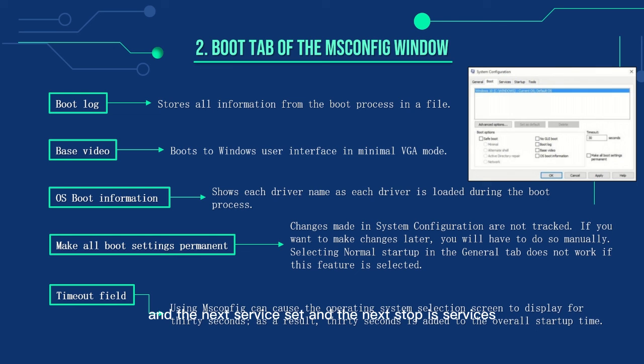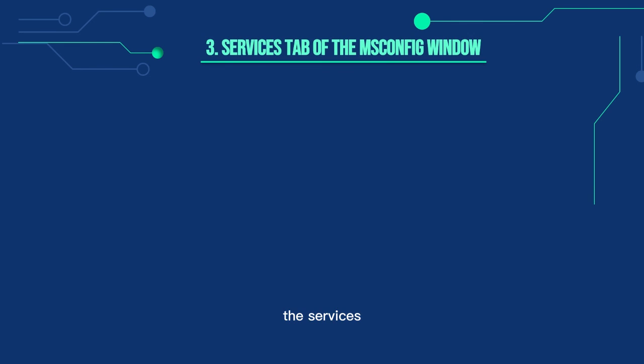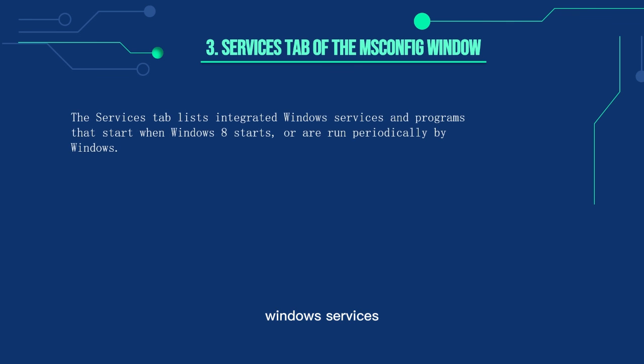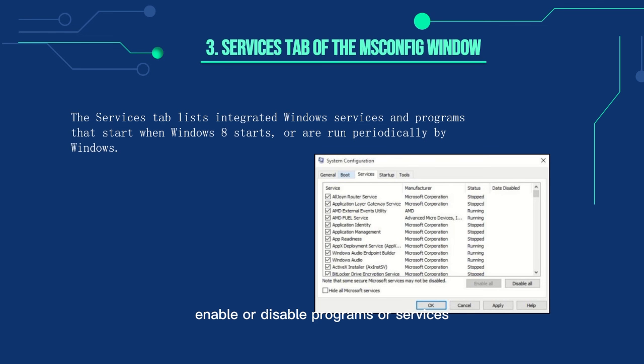And the next tab is services. The services tab lists integrated Windows services and programs that start when Windows 8 starts or are run periodically by Windows. Be careful when disabling services as many are critical to the computer's operation. Enable or disable programs or services from starting by checking or unchecking the checkbox next to the program name.